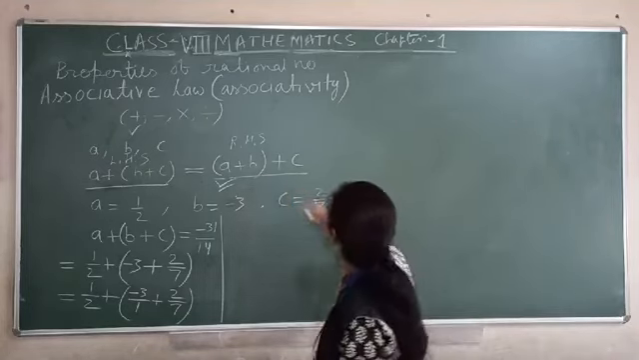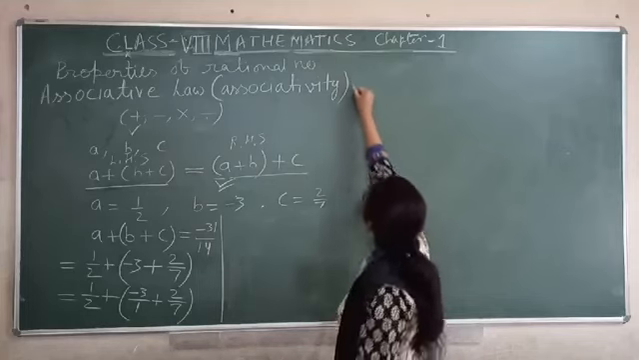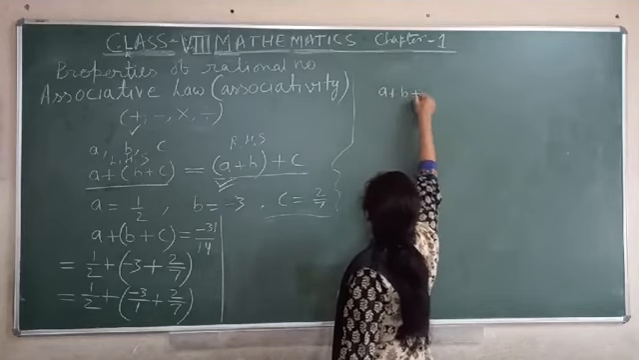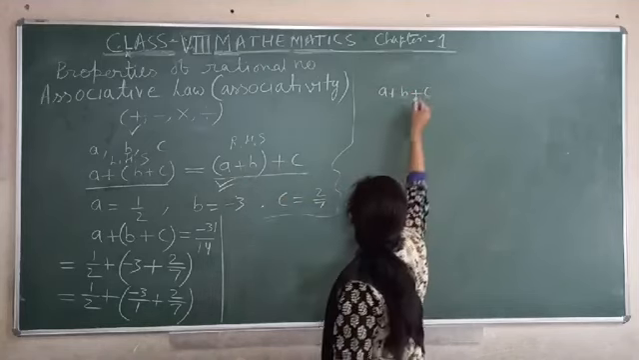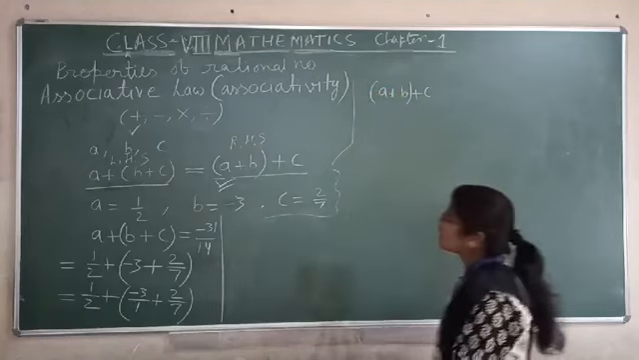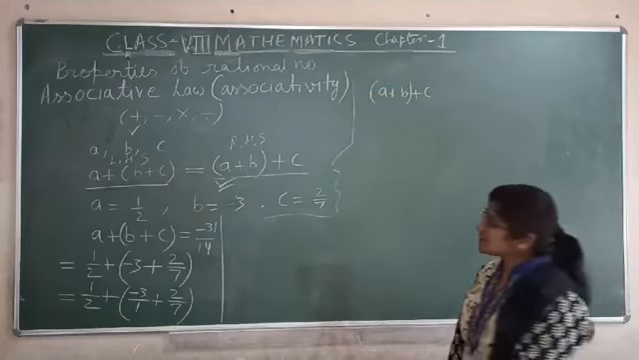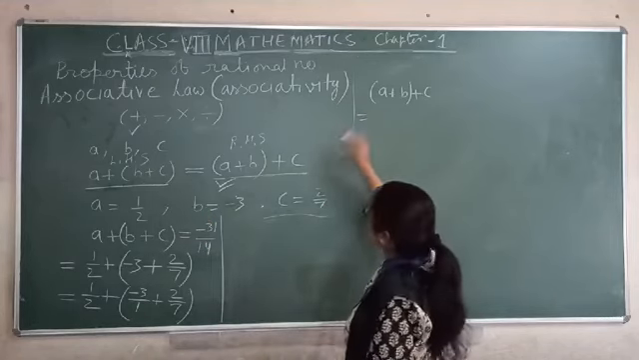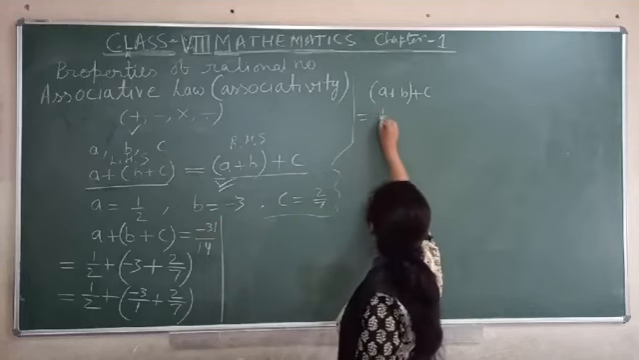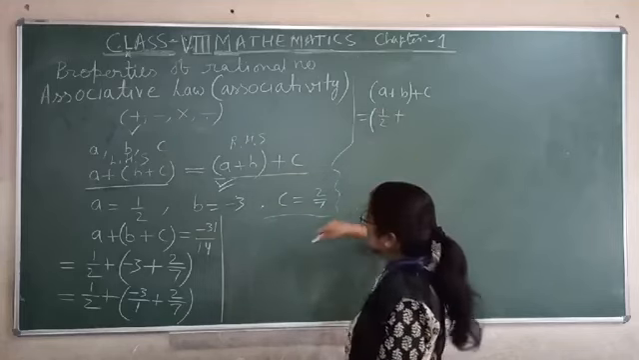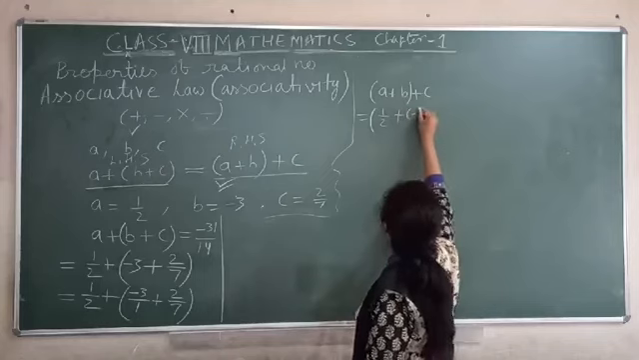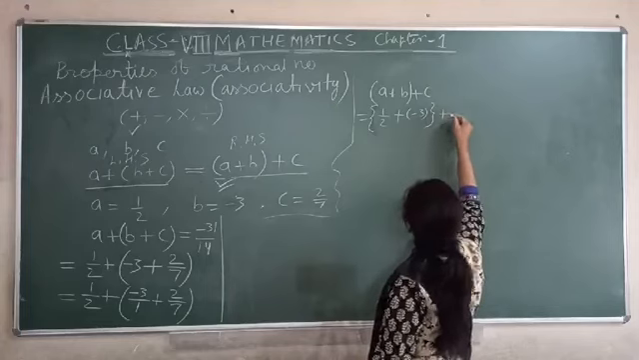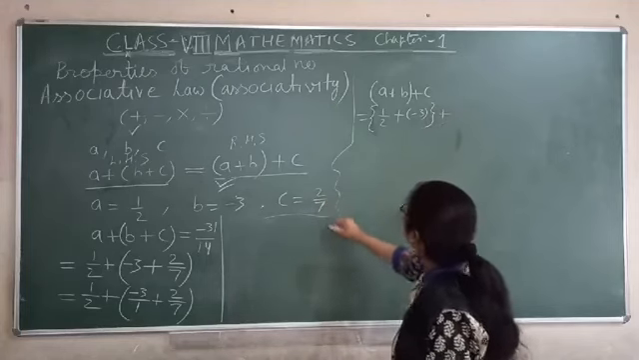Now I am taking this portion, that is A plus B plus C, and A and B within bracket. Now we will calculate right hand side. Let's check both side calculation coming equal or not. So A you have 1 by 2 bracket here plus B. B is minus 3, so within bracket we will write. So we have to use curl bracket here plus C. C is 2 by 7.